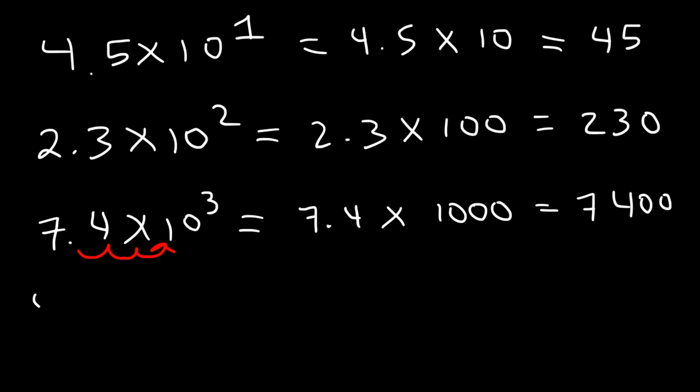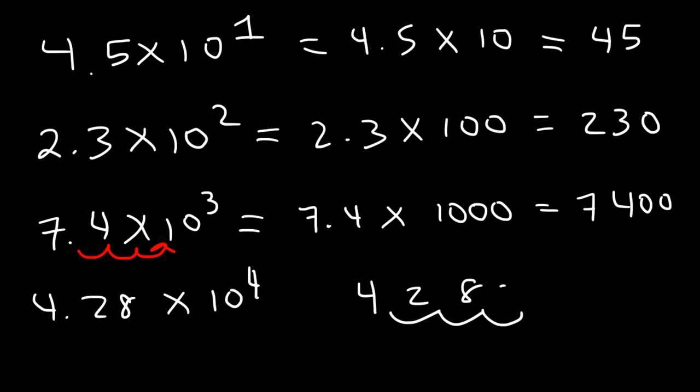So for example, if I have 4.28 times 10 to the 4, I just need to move the decimal point 4 units to the right. So I have a 4, it was here, that's 1 space, 2, 3, let's add a 0, and then 4. So the decimal point is now here. It's equal to 42,800.